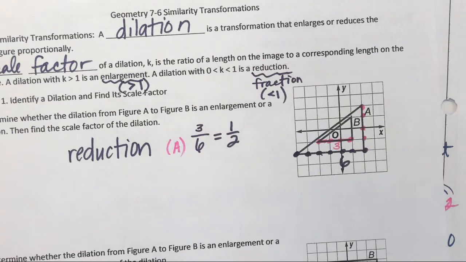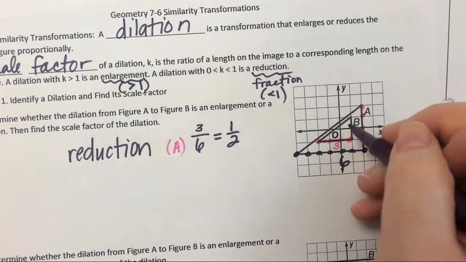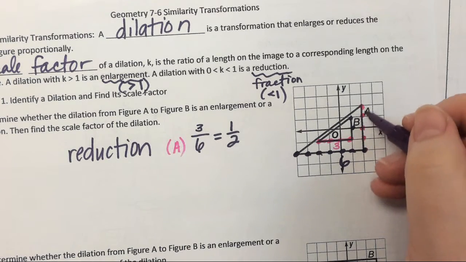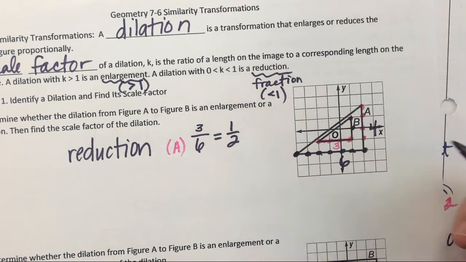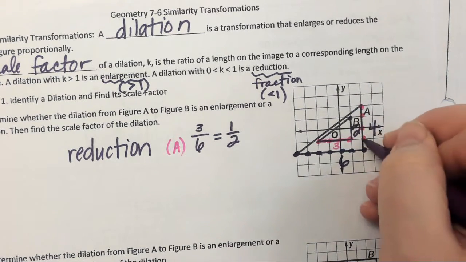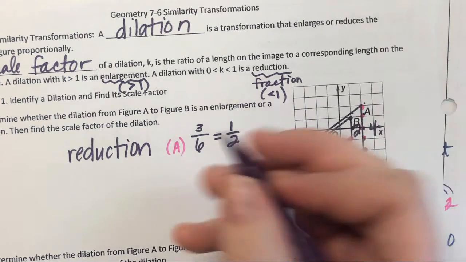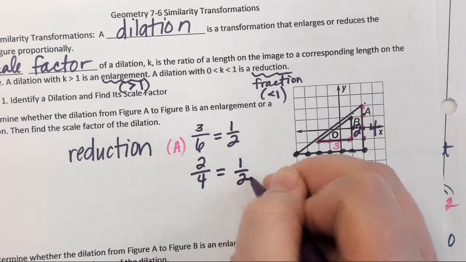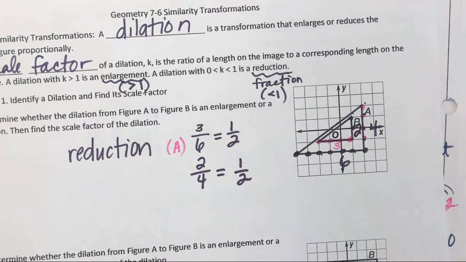Okay, so we counted the horizontal side. Let's count the vertical side. How long is it on A? 4. How long is it on B? 2. So 1, 2, 3, 4, and 1, 2. So I'm going to do 2 over 4, which, lo and behold, also reduces to 1/2. Awesome. Are there any questions so far? I'm just counting blocks.